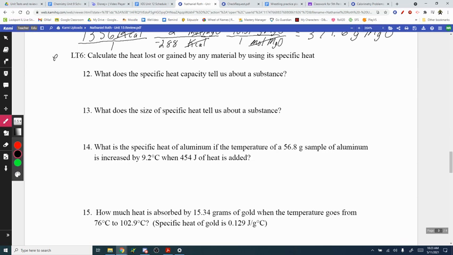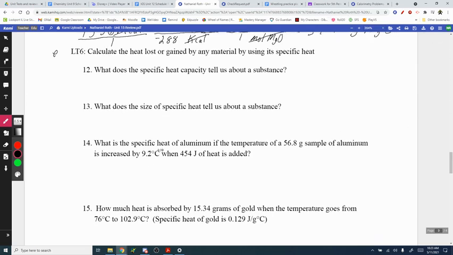So for example, water. Water has a very high specific heat of 4.184. So it takes a lot of energy to change the temperature of water. Whereas metals have low specific heats, which means it does not take very much energy to change the temperature of a metal. Okay.